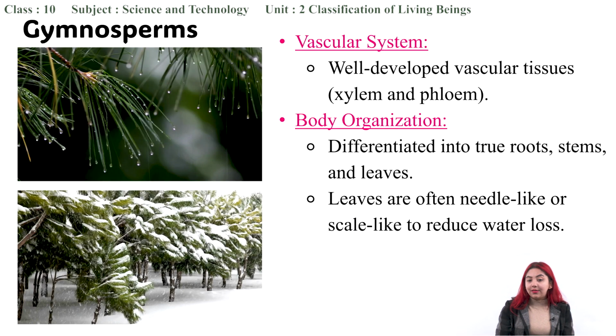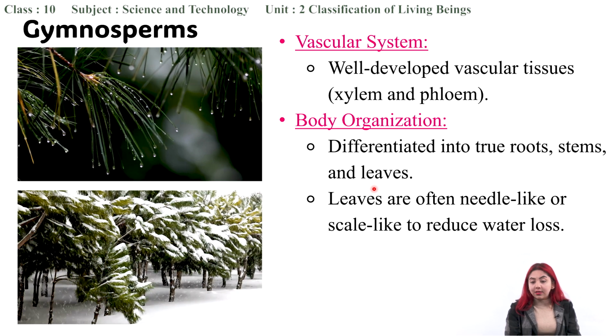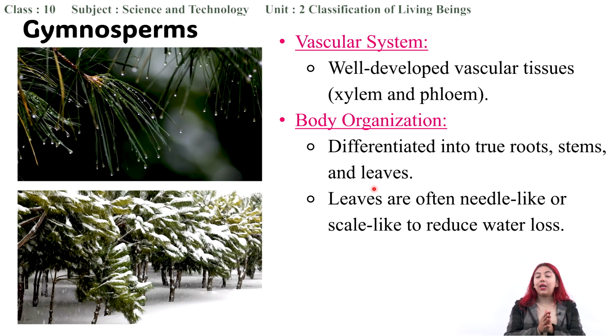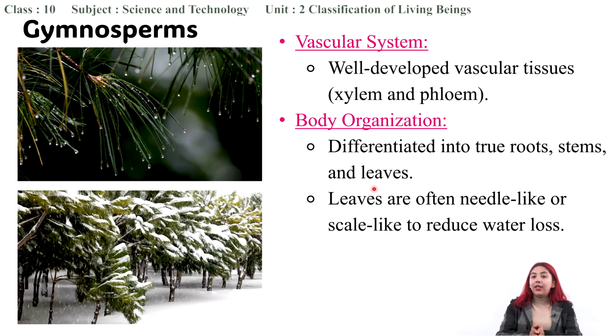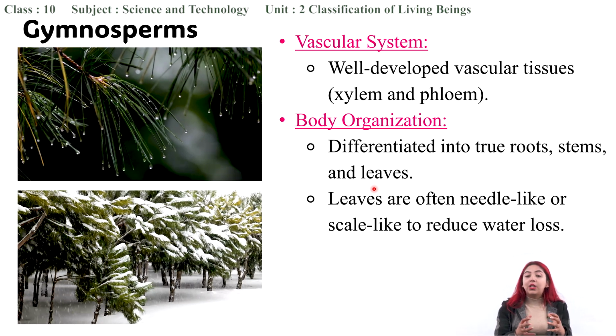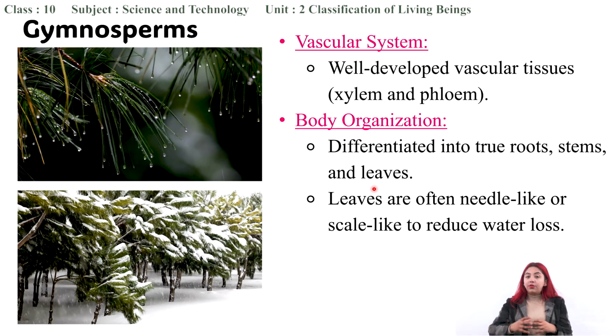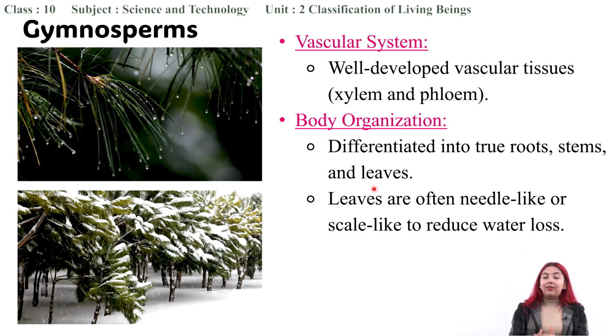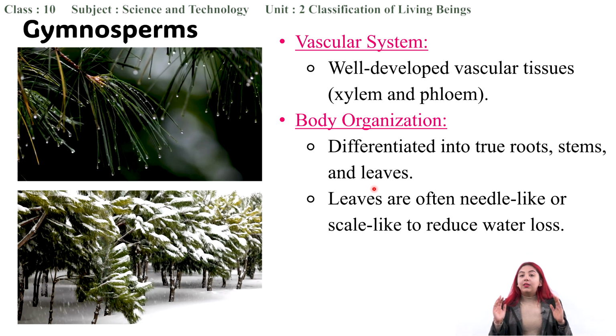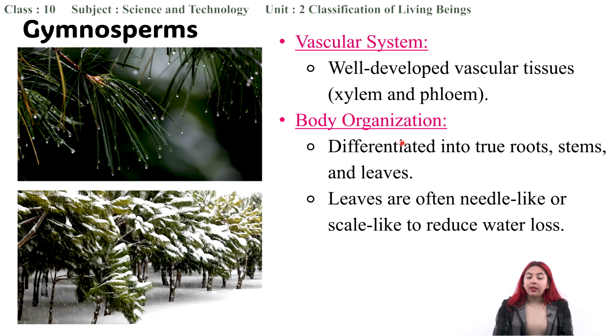So the first characteristic that we'll talk about is the vascular system, because these three are the subdivisions of the division Tracheophytes, which contains a well-developed vascular system. So the main important characteristic of all of these three subdivisions is the vascular system. They contain well-developed vascular tissues, that is, the xylem and the phloem are well developed. Now the body is differentiated into true roots, stems and leaves.